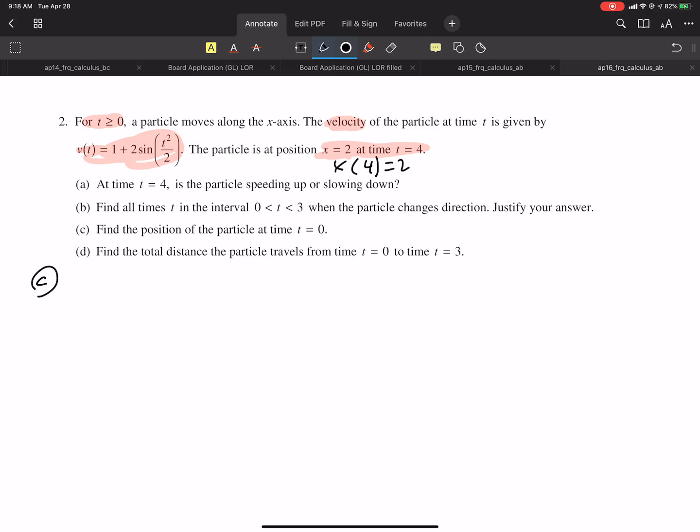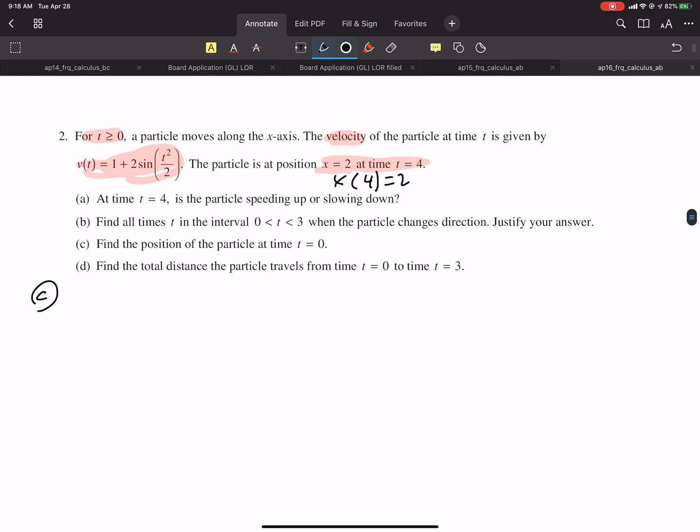So find the position of the particle at time t equals 0. I can do that. So if you want the position at 0, it's going to be your starting position, which I know the position at 4, plus the change in position. Well, the change in position, I want to know how much it changes starting at 4, ending at 0, of v of t dt. I just punch all that in my calculator. X of 4 I know is 2, and then I do the integral. So if I do that, I get negative 3.815, done.